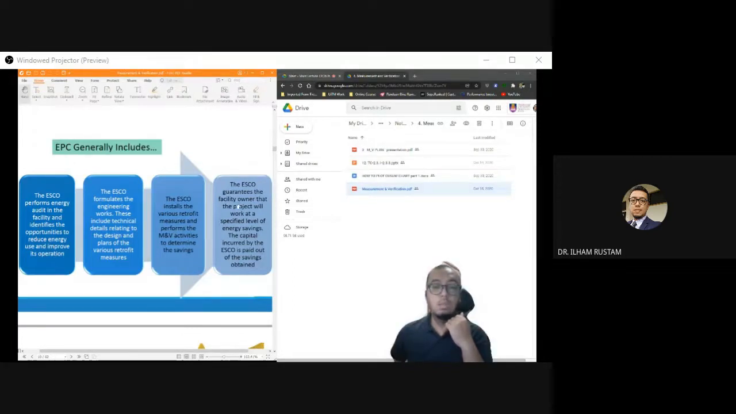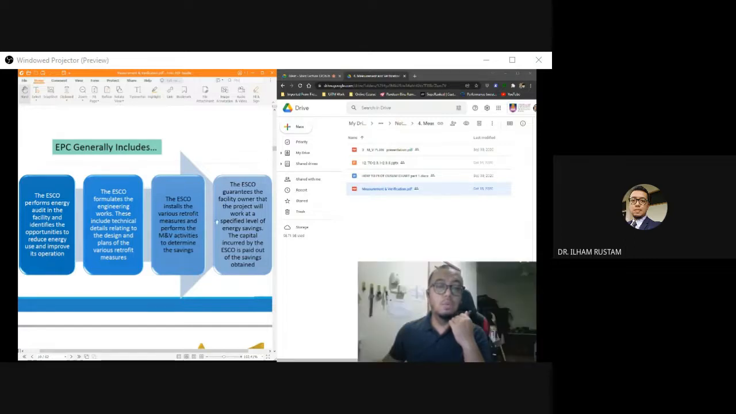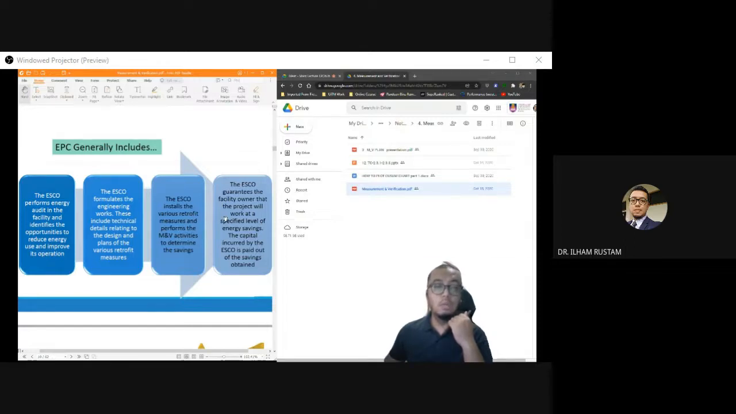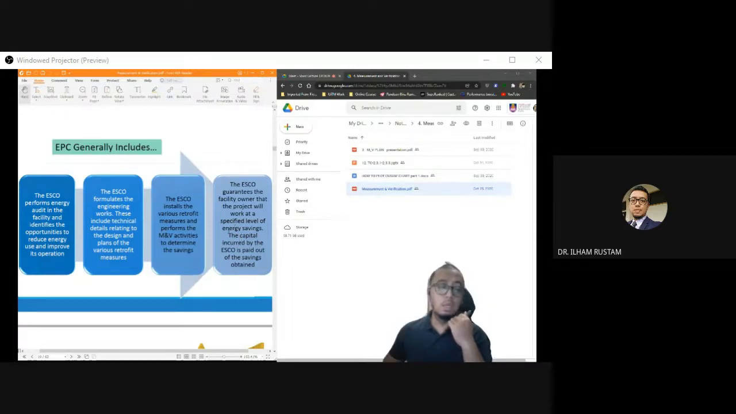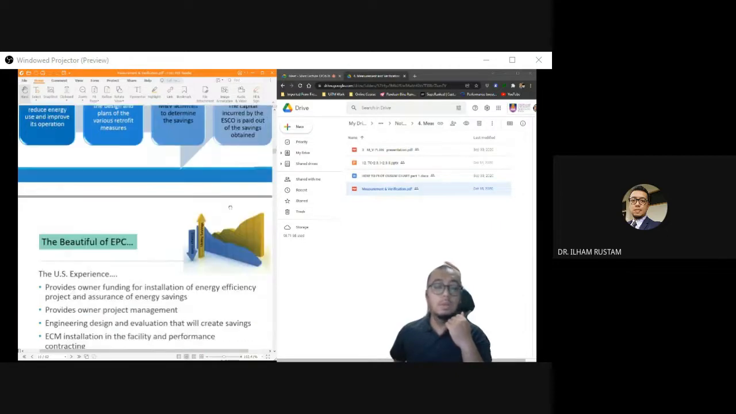I guess normally, after the contract period has ended, the facility owner has to do the maintenance on their own. So that means during the contract period, the facility owner needs to take note of how to maintain and how to service the equipment, the ECM measures that have been taken. If it's solar panel, if it's power plant, even if it's a nuclear power plant, they have to learn on their own how to maintain it or troubleshoot it.